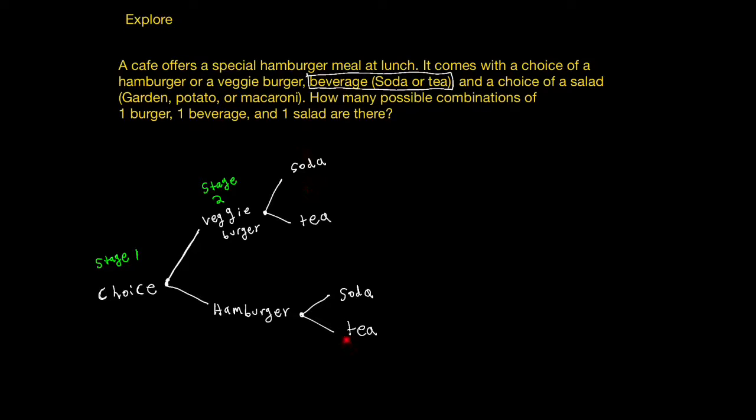And each item that resulted from the second stage now has three choices. And the three choices come from the salad. We can either have garden, potato, or macaroni. So again, each item here is going to have three choices. So here let's call this stage 3. So stage 3, each item is going to have three choices. So this soda can have a garden, potato, or macaroni.